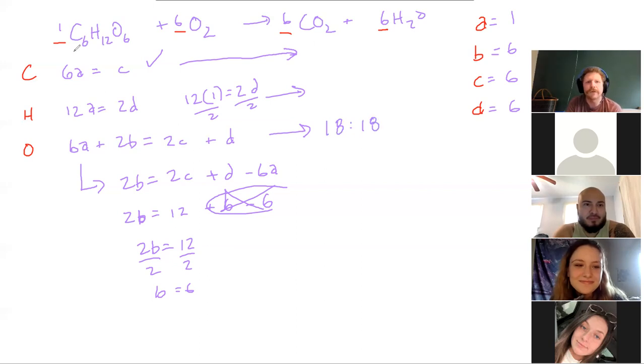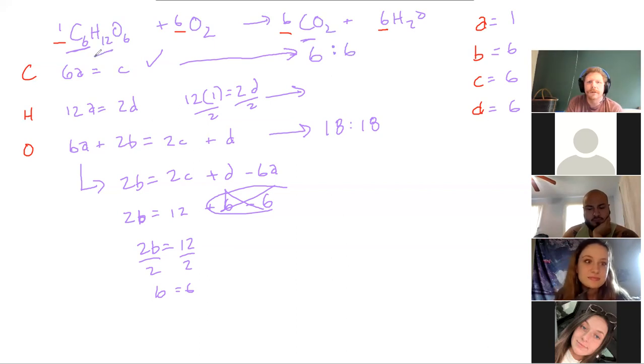Okay, carbons. Let's try this again, Joel. There's 6 carbons. Lo and behold, 6 more. Hydrogens, there's 12, and there's 12. All right.